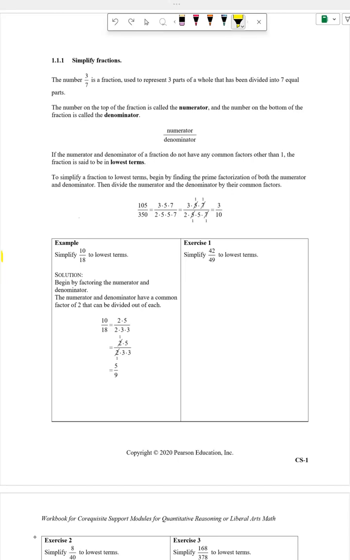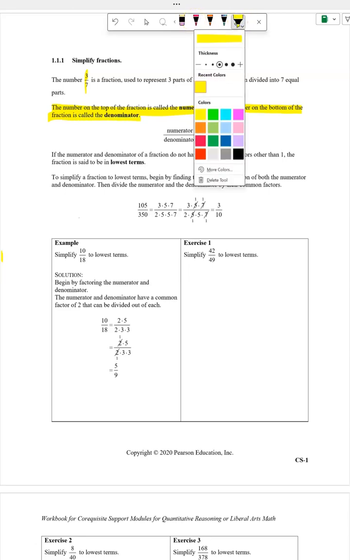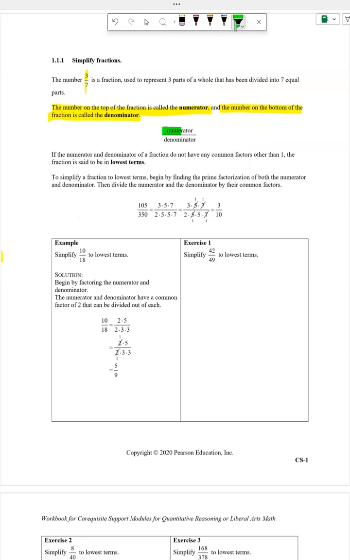The number 3 divided by 7 is a fraction. See it right here. It is used to represent 3 parts of a whole that has been divided into 7 equal parts, okay? The number on the top of the fraction is called the numerator, and the number on the bottom is called the denominator. So here you can see, let me get a different color. You can see we have the numerator divided by the denominator, right? Numerator is our 3, denominator is our 7.